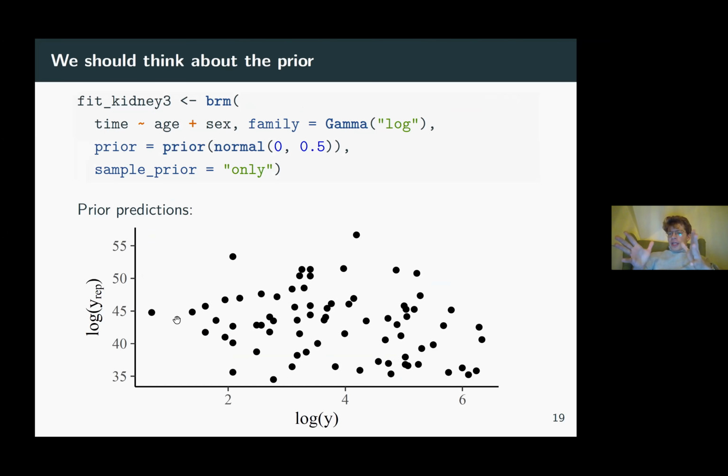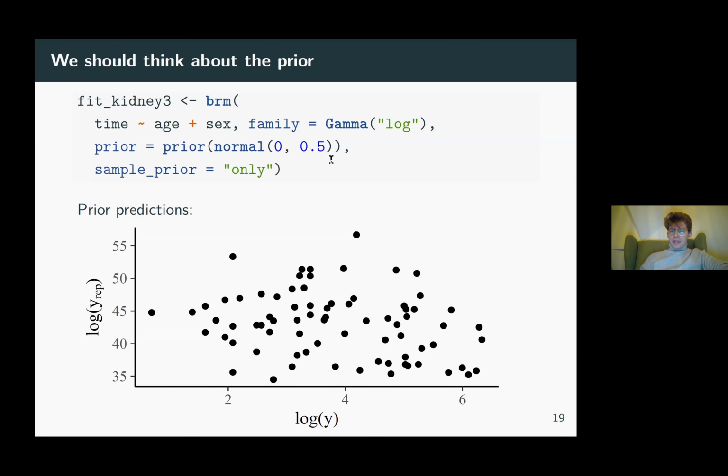Of course, we should be thinking about the likelihood, that is the distribution of our data, but we should also be thinking about the distribution of our parameters before having seen the data. In other words, we should be thinking about the prior. So let's assume we are generalizing the model we just had, but now specifying a prior distribution on our regression coefficients. I'm doing that with a prior argument in BRMS. And by default, if I'm just specifying a prior, I'm going to put that on regression coefficients. And here I chose as a prior for the coefficients of age and sex a normal distribution with mean 0 and standard deviation 0.5, right?